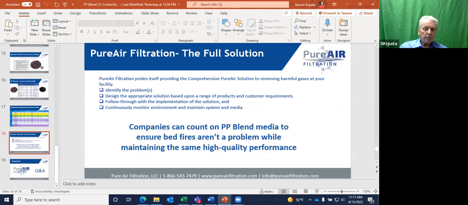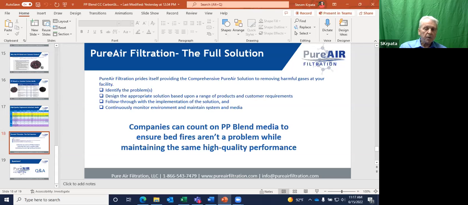At PureAir, we pride ourselves on using our comprehensive PureAir solution to remove harmful and annoying gases at your facility by identifying the problem or problems, designing the appropriate solution based upon a range of products and services in conjunction with customer requirements. And then we follow through with the implementation of the solution, and finally continuously monitor the environment to maintain the systems and the media.